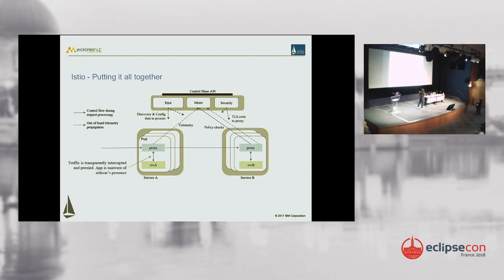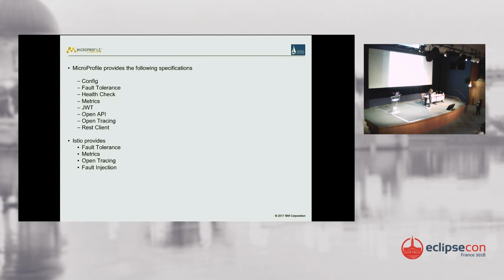This is a big, busy picture about the Istio architecture. Basically, in your microservice, you have a pod, and also Istio will inject a proxy and hijack all the traffic to ensure the quality service. So MicroProfile provides these following 8 specs, and Istio provides these 4 specs, like fault tolerance, metrics, and open tracing, and fault injection.